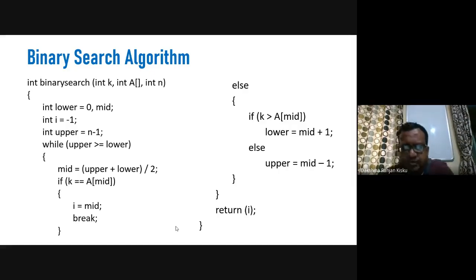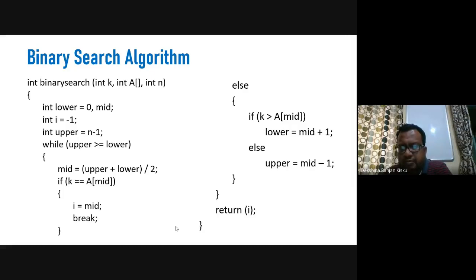So whenever k is greater than the middle element, we will go for the right half. Otherwise, we will go for the left half. When we go for the right half, the lower bound becomes mid plus 1. That means all the elements of the left half, before the middle element, are eliminated. That is why we define the lower bound as mid plus 1.